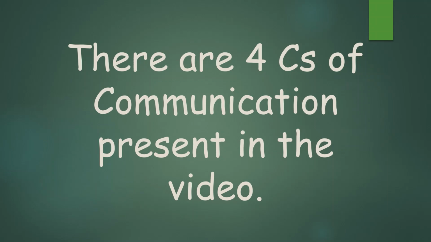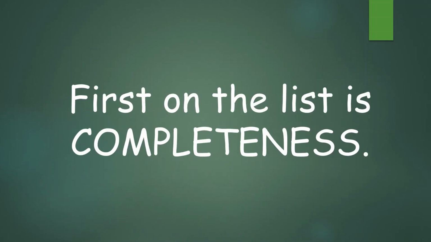There are 4 C's of communication present in the video. These are completeness, correctness, conciseness, and clarity. First on the list is completeness, wherein it should convey all the needed facts. Communication should include everything that the receiver needs to hear for him or her to respond properly.